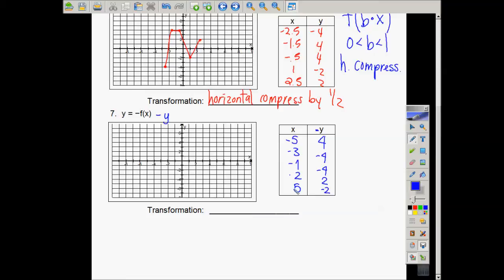Okay, so go ahead and plot the points for us. Negative 5 over. Okay, negative 3, 4. So it would just be flipped over the y-axis.